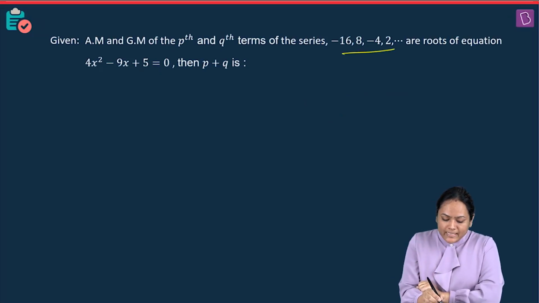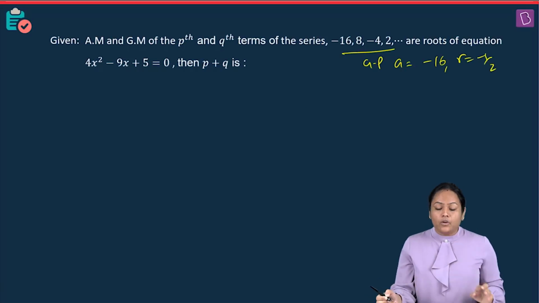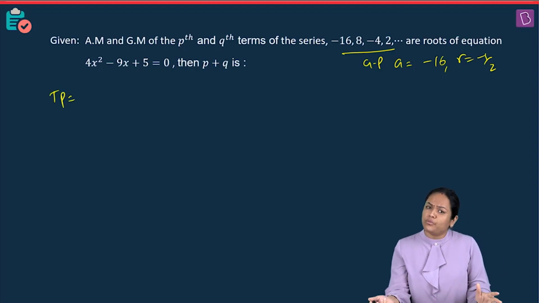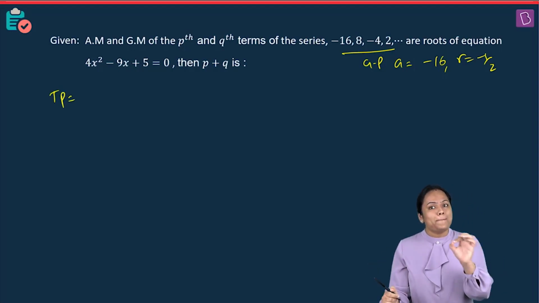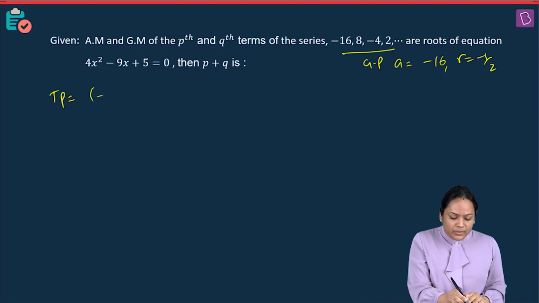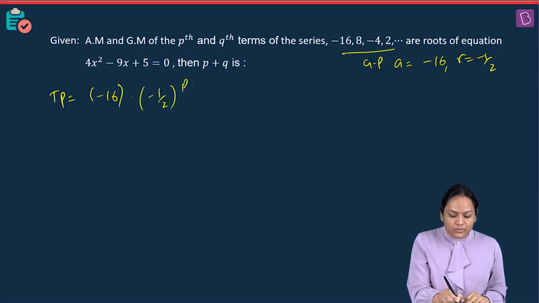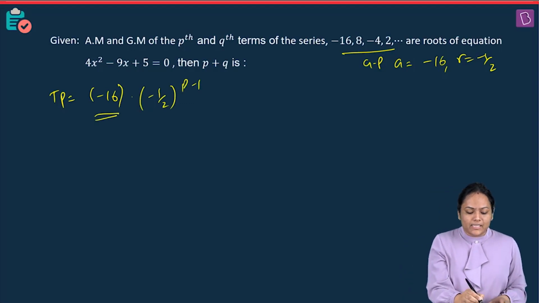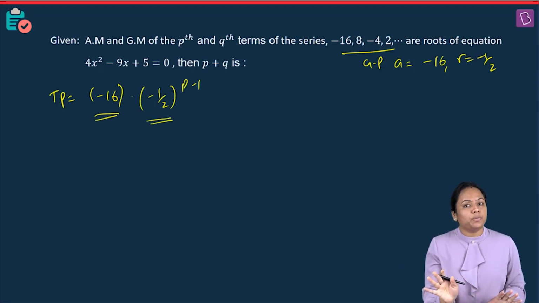So we have already seen that this is a GP whose first term is minus 16 and common ratio is minus 1 by 2. What is the pth term? First of all, you know the formula, the pth term is a into r raised to p minus 1. So it's going to become minus 16 multiplied by r, that is minus half, raised to p minus 1. So my pth term is minus 16 multiplied by minus half raised to p minus 1.